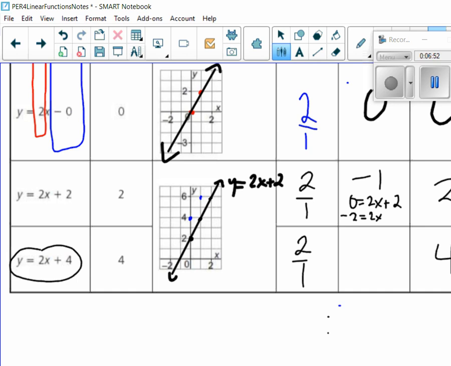Okay, if I run out of room, I can also use a slope of 2 over 1 by going down to the left 1. Do you see? It would still be going up to the right. Sometimes you're forced to go that way because you run out of room, right?